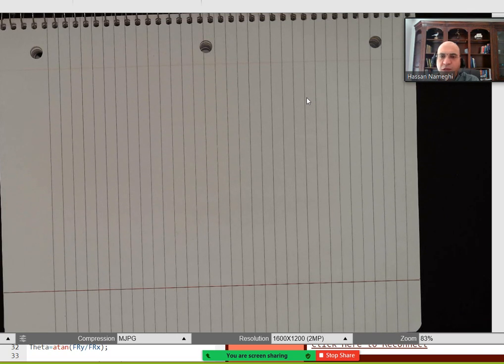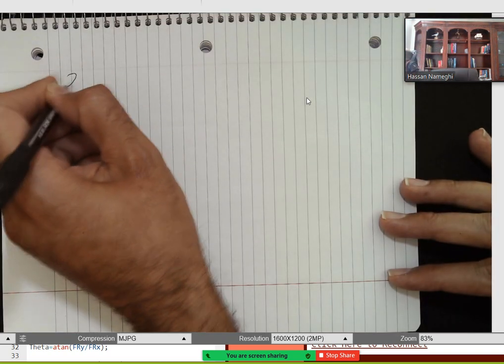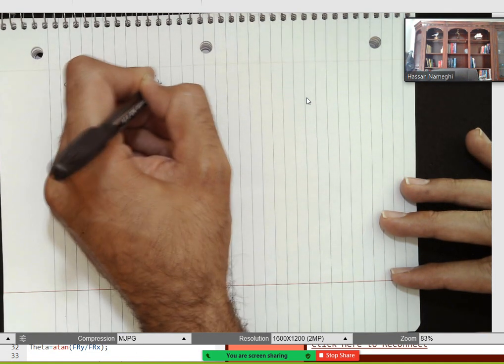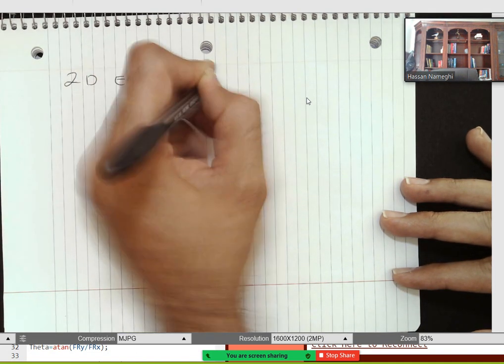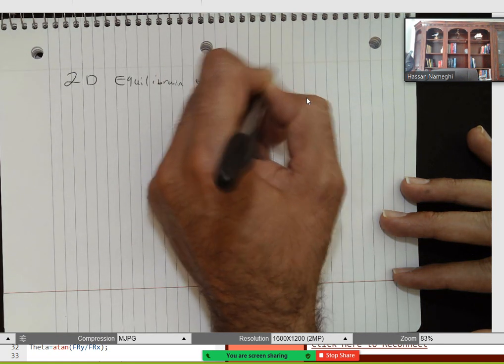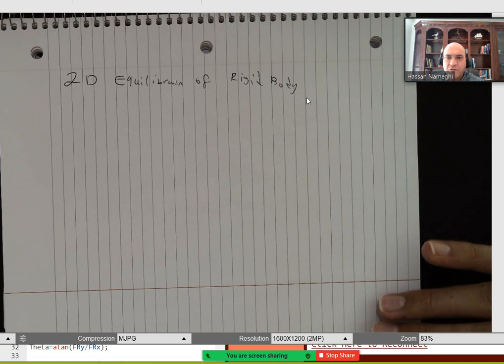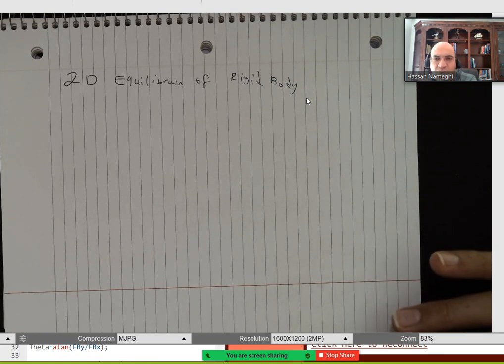Okay, the topic for today is 2D equilibrium of rigid body. What's the difference between rigid body and particle? We already discussed particle. What's the equilibrium of it?